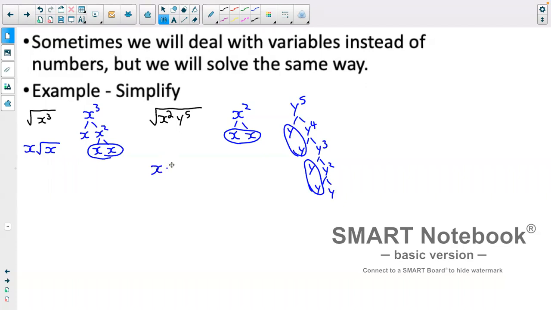So I have x times y, y, square root of this remaining y. Now we can simplify this. We can't combine our x with our y's, but we can combine these two y's. So we've got x, y times y is y squared, square root of y.